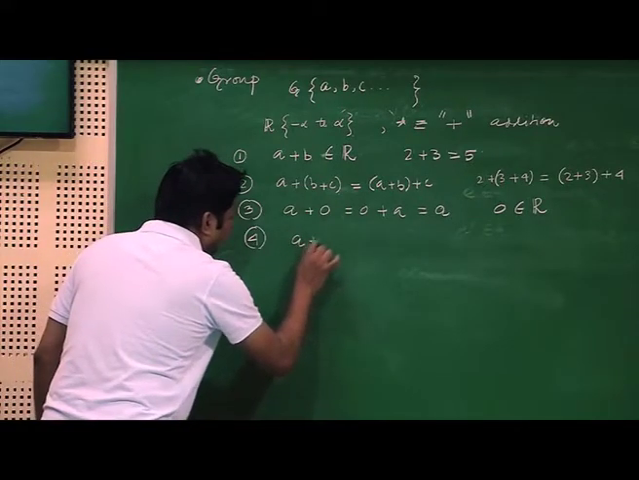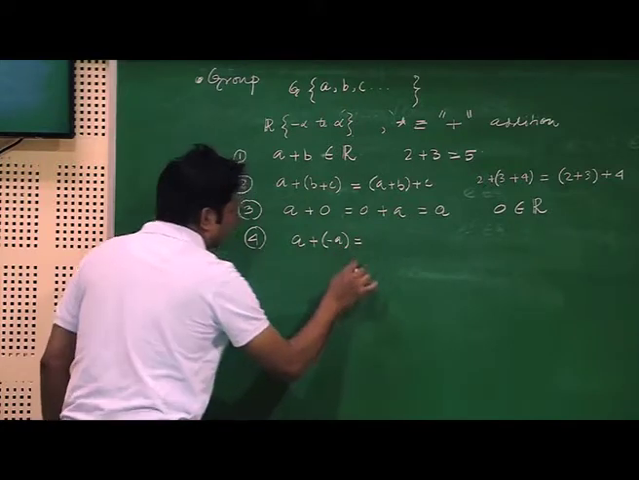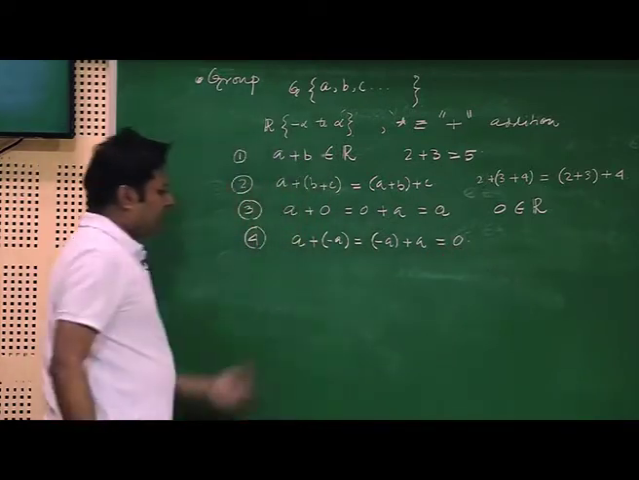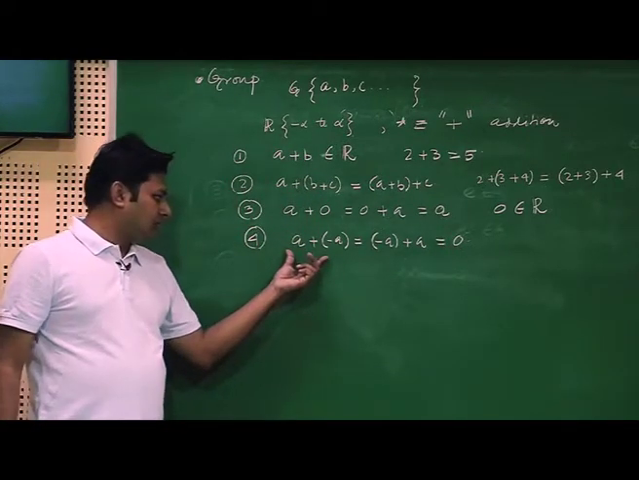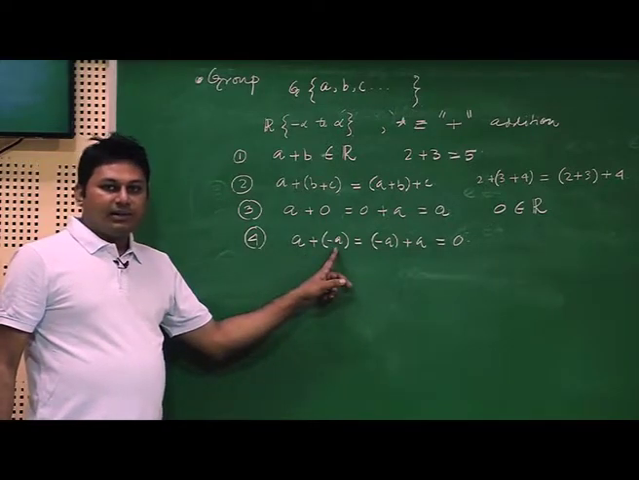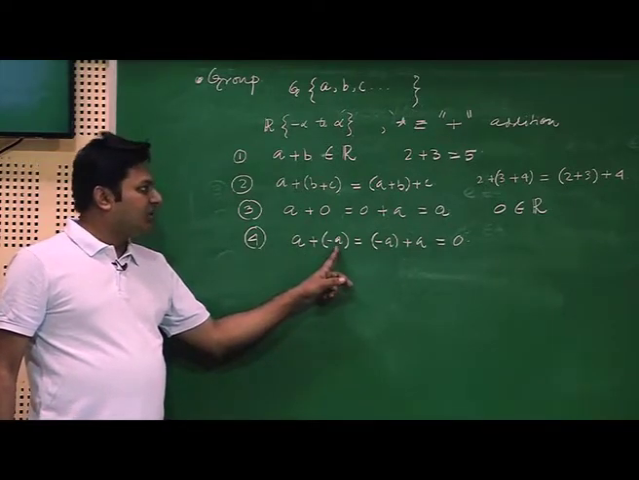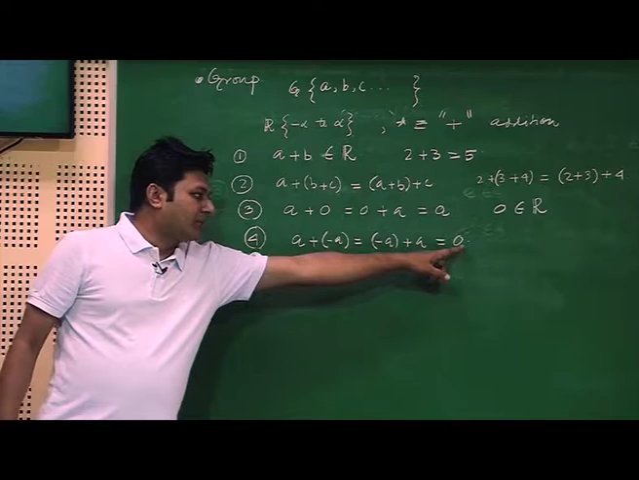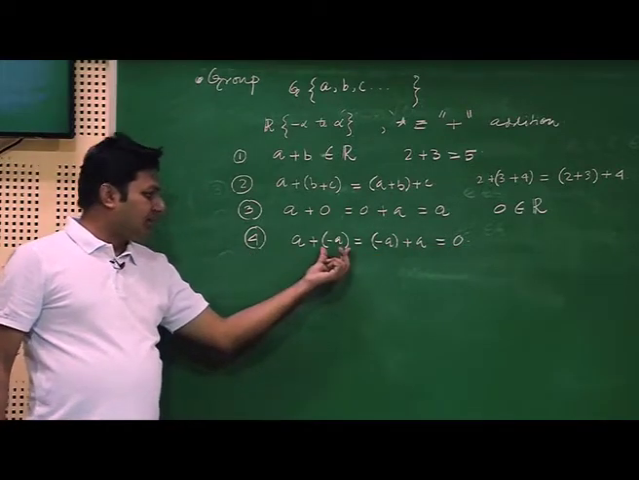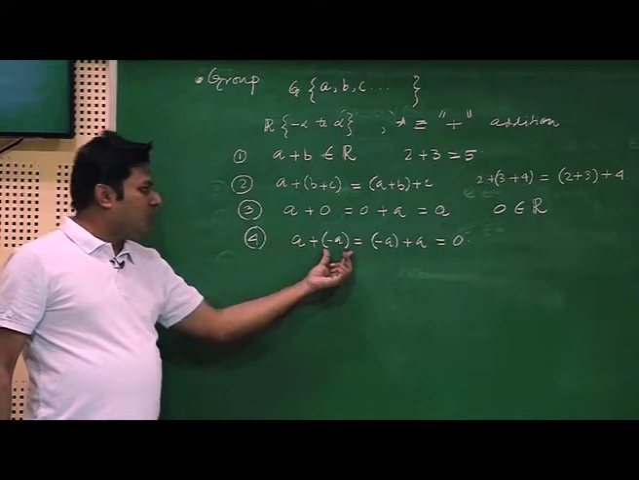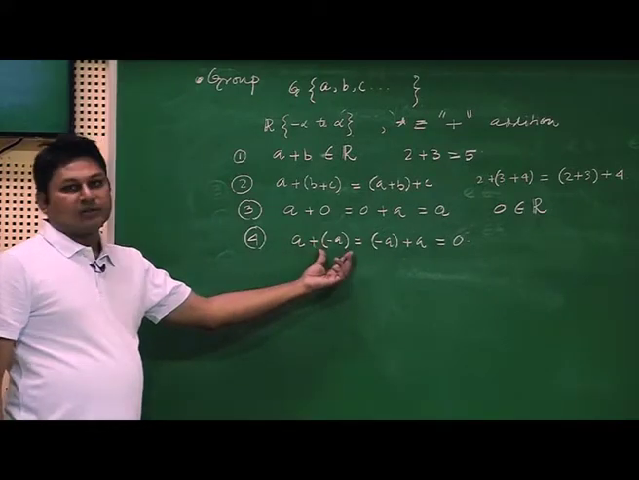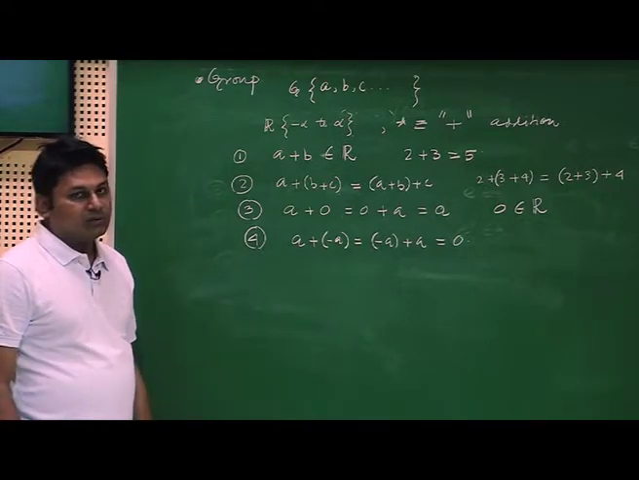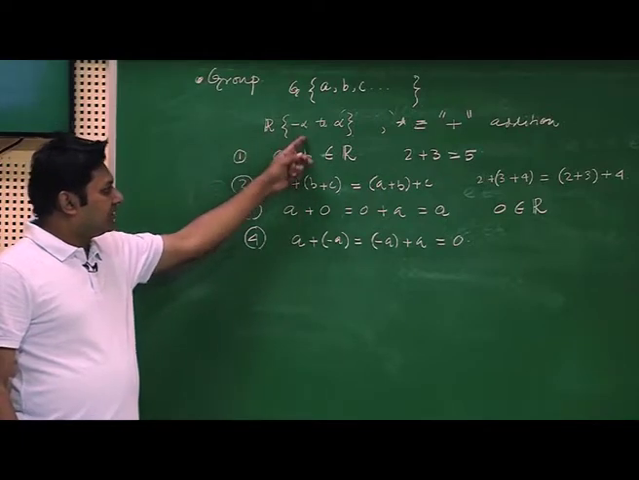Fourth thing, A is any element I want, and minus A is again an element which is inside the set R. Now, if I add these two things, I will return back my identity element. So, minus A here is the element which we call the inverse under the plus operation. So, all the four properties are satisfied when I take the real number set and addition.